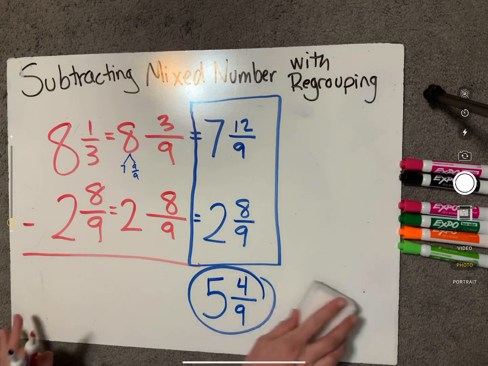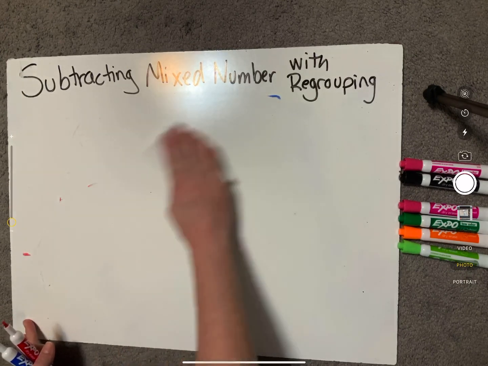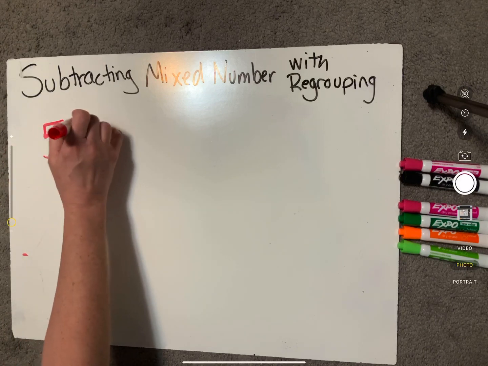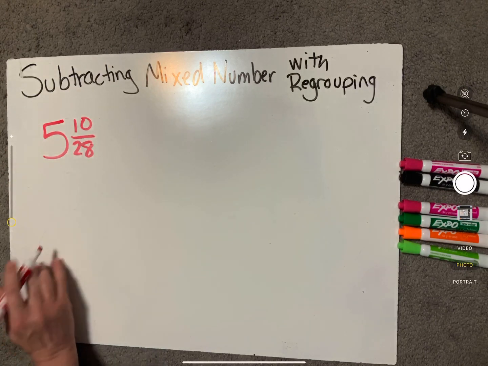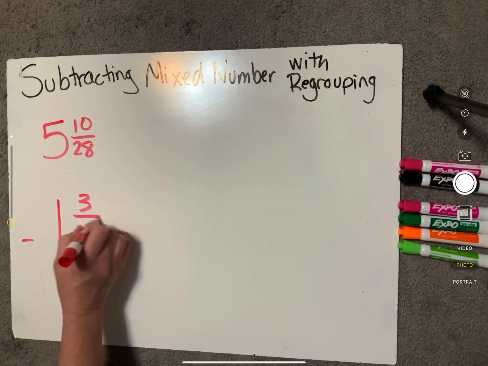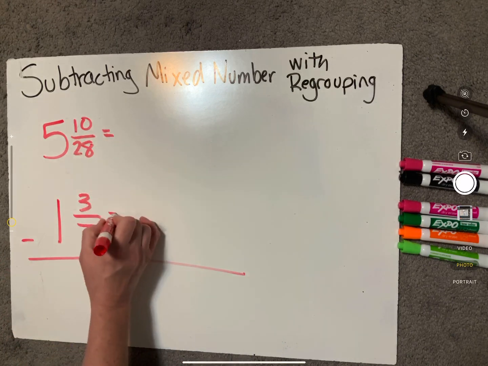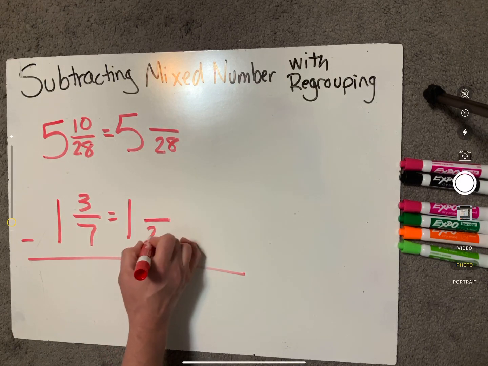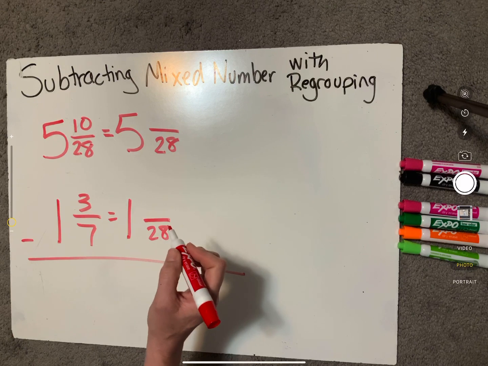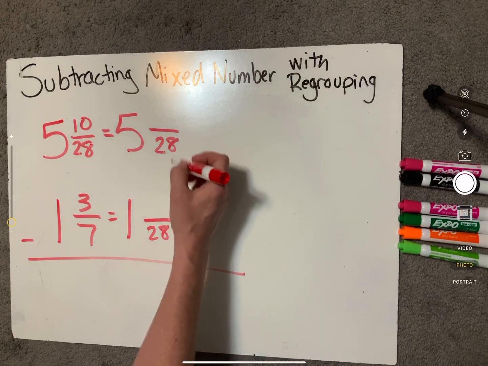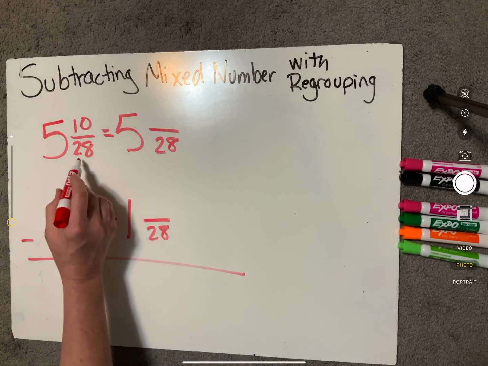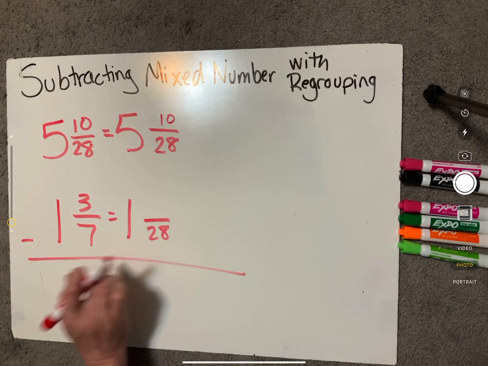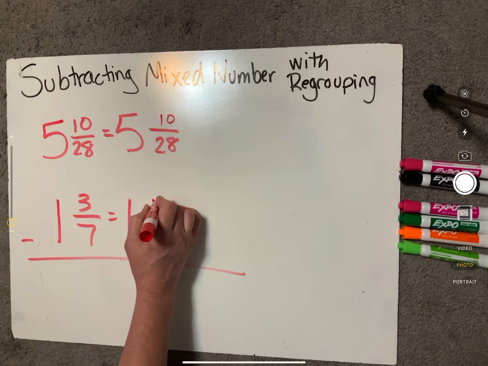Okay, let's try another one. Let's do 5 and 10/28 minus 1 and 3/7. Once again, I'm going to transfer my mixed numbers over here, and then I need my common denominator. My common denominator here is 28. So 28 times 1 would be 28. 10 times 1 is 10. 7 times 4 is 28. 3 times 4 is 12.